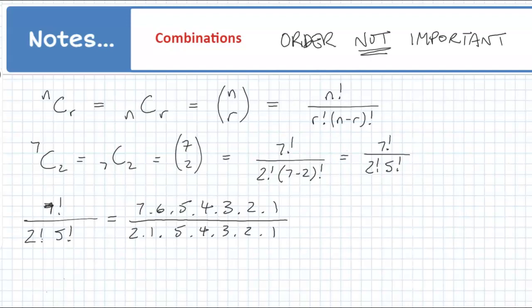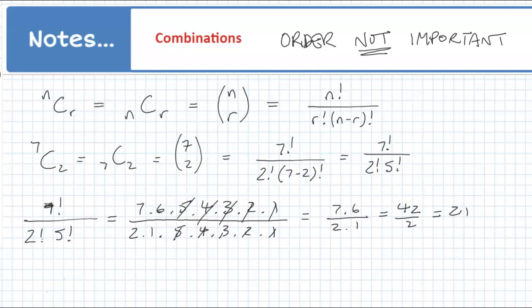And you can see there that you've got some factors on the top that can be cancelled with some factors on the bottom. And what you end up with, as a calculation, is just 7 multiplied by 6 divided by 2 multiplied by 1. By the way, I'm using dots here as a multiply sign rather than having loads of multiply signs written out. The dot means multiply. So 42 over 2 gives me my answer of 21, as previously worked out on the calculator.